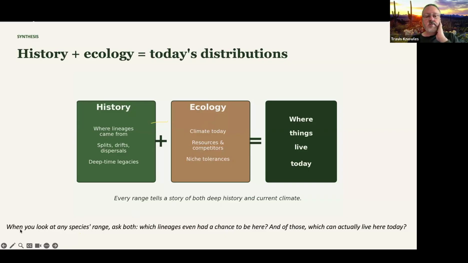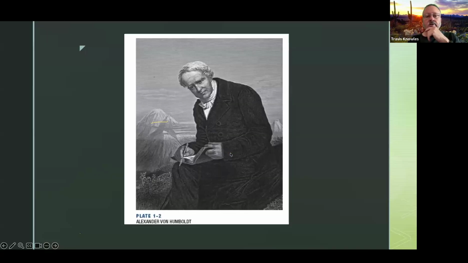So when you look at any species' range, ask both which lineages even had a chance to be here. This is the historical aspect. And of those, which can actually live in that place today. These would be the ecological aspects, its requirements, what it can tolerate, what it needs, what it can survive in today. Here's Humboldt.